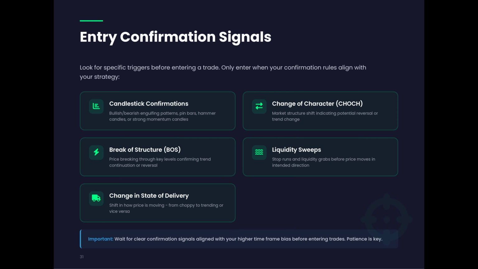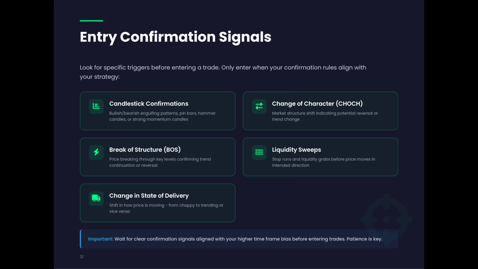Now, here's what's crucial to understand. You don't necessarily need all of these signals simultaneously. That would be rather impractical. What you need is your specific entry criteria clearly defined in your trading plan. Perhaps your rule is enter when price taps my refined zone and gives me either a CHoCH or an engulfing candle. That's specific, that's measurable, that's actionable.